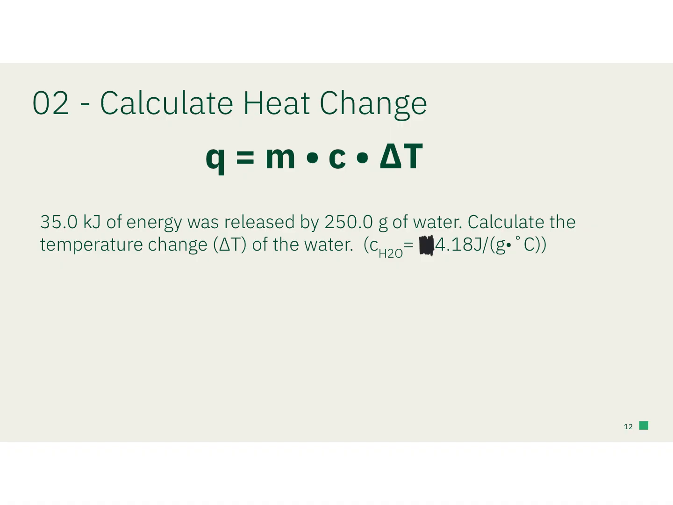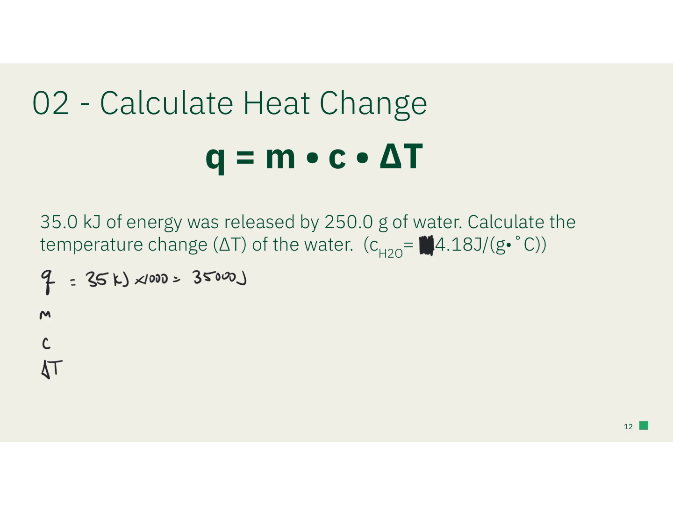Here's the last one I'm going to show you. I've added a little wrinkle to this one. Just like before, I want to set up my variables Q, M, C, and delta T here on the left. This time I gave you 35 kilojoules of energy. Now before I do Q equals MC delta T, my kilojoules have to be in joules. So I need to multiply by 1,000 or move the decimal 3 times to the right. So my Q here is 35,000 joules.